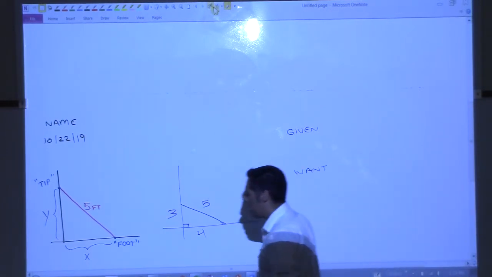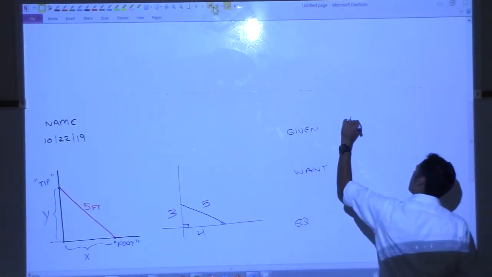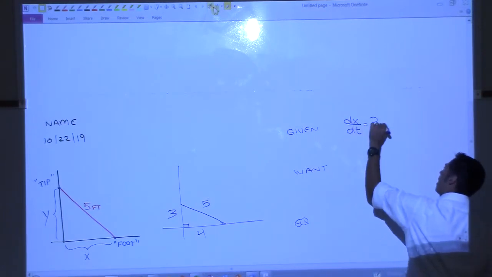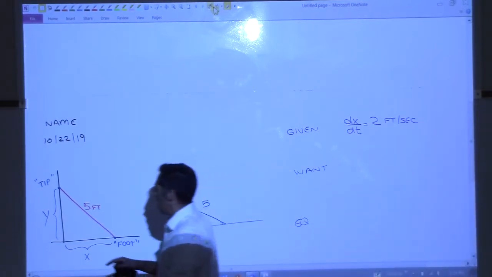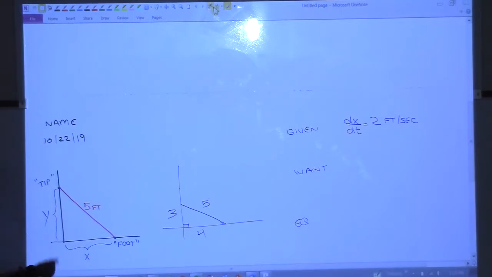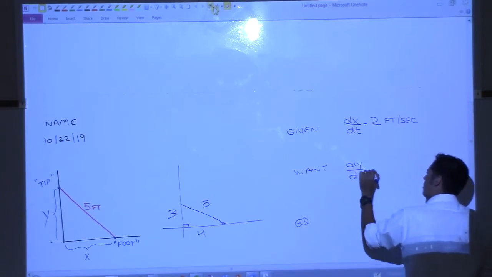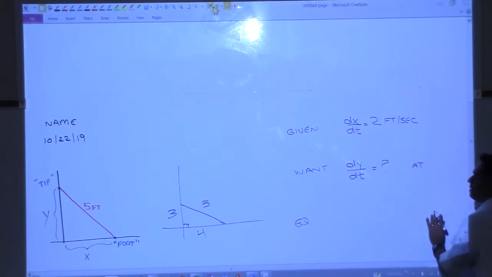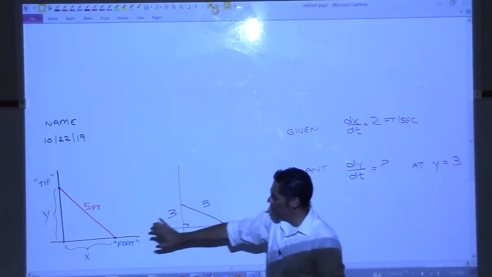So you're given how fast the foot of the ladder is moving away from the wall, which was given as 2 feet per second. So the rate at which x is changing with respect to time is 2. I'm given dx/dt, how fast x is changing with respect to time, 2 feet per second. And I want to know how fast the tip of the ladder is coming down the wall at a specific moment in time. So I want to know how fast y is changing with respect to time, at exactly the moment that the tip of the ladder is 3 feet off the ground, so that means when y is 3.